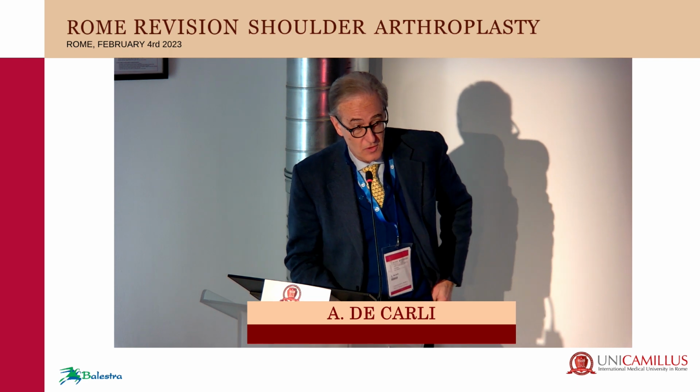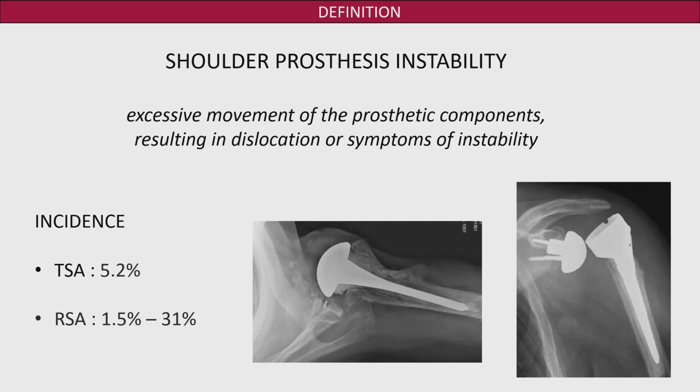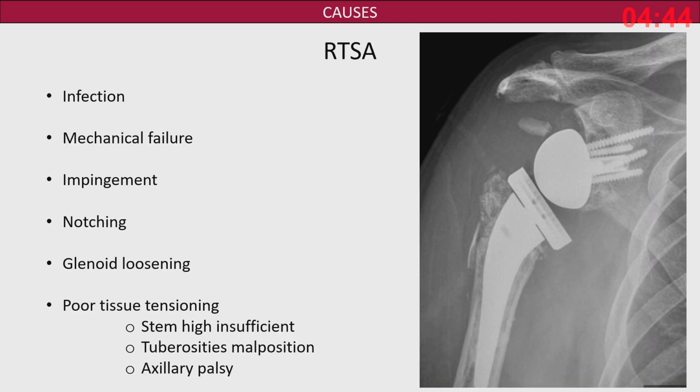Thank you, Francesco, for the invitation and for the beautiful Congress. Defining shoulder prosthetic instability: it is an excessive movement of the prosthetic components resulting in dislocation or symptoms of instability. We know that in total arthroplasty there is an incidence of 5%, and a wide range in reverse from 1 to 31%.